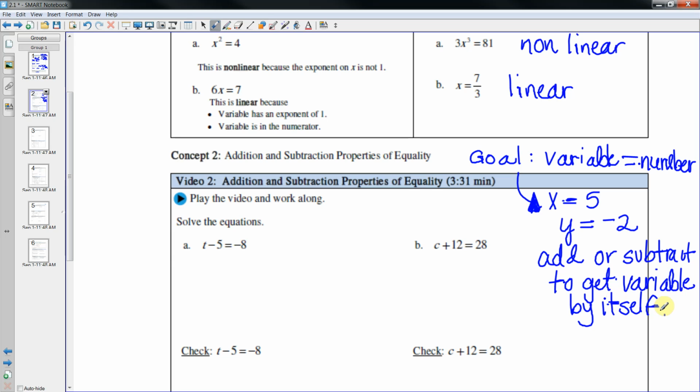So I'm looking at t minus 5 equals negative 8. In other words, I want to get the t by itself. So I've got a t minus 5. The opposite of a minus 5 is a plus 5. If I add 5 on one side, I need to add 5 to the other side. Okay?